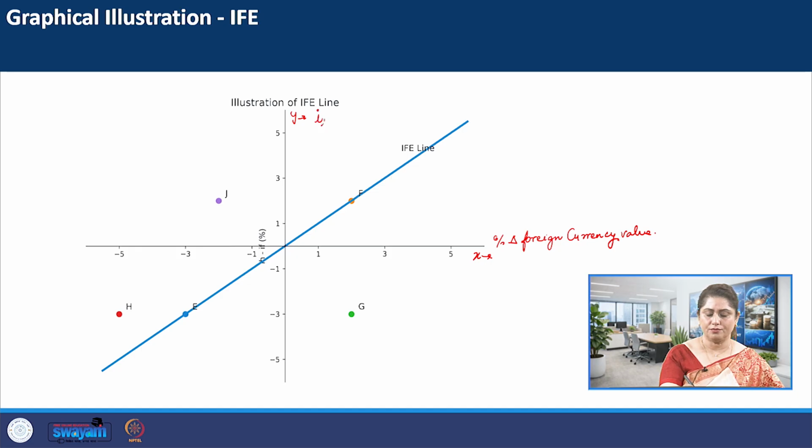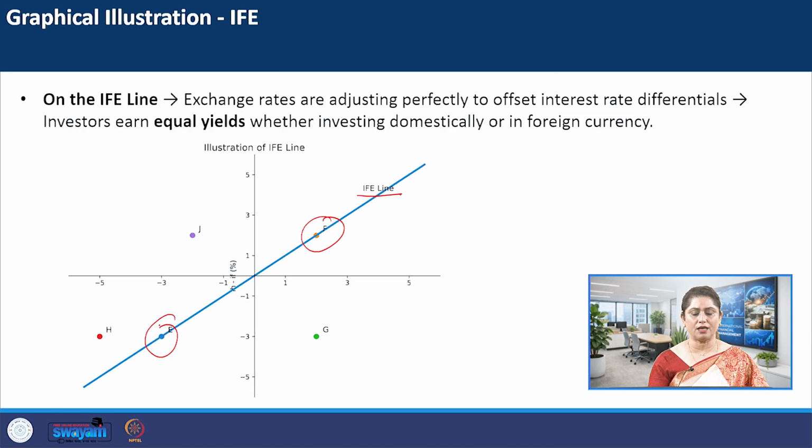Interest rate of home, that is domestic, minus interest rate of foreign. Now here we have an IFE line, which is at 45 degrees from here, and we have some points which are E and F here. Exchange rates are adjusting perfectly to offset the interest rate differential.